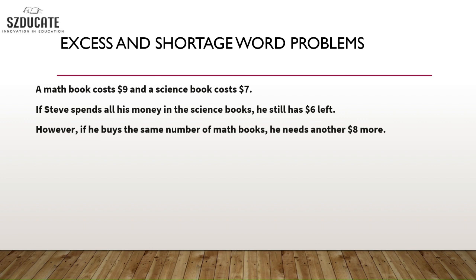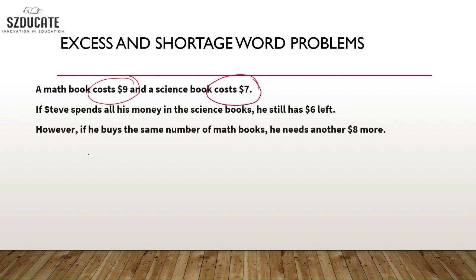If you have seen this kind of word problem before, for example, a maths book costs $9 and a science book costs $7. If he spends all the money on the science book, he will still have $6 left. And if he buys the same number of maths books, he will need another $8 more. Sound familiar? First thing, what's the reason for the change? Why is there a difference in the remainder? The difference is because the maths book costs $9, but the science book only costs $7.